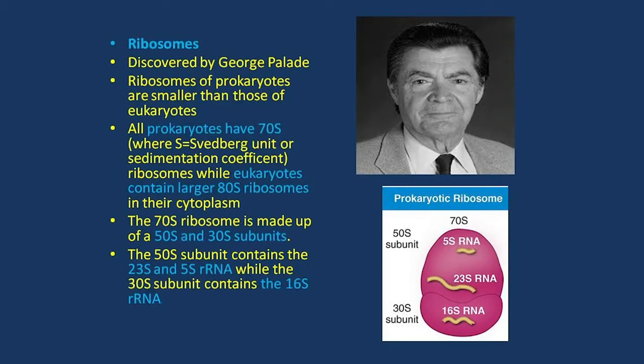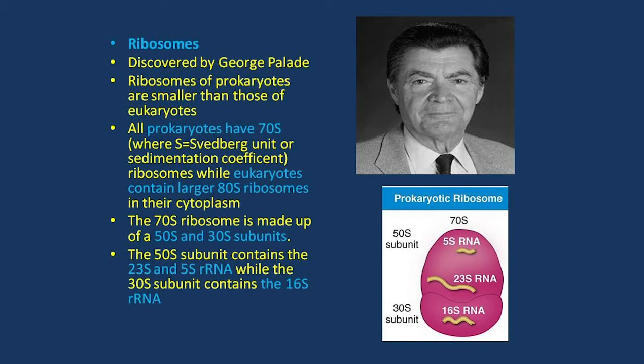Ribosomes. They were discovered by George Palade. Ribosomes of prokaryotes are smaller than those of eukaryotes. They have the 70S ribosomes. S stands for Svedberg unit or sedimentation coefficient. Eukaryotic ribosomes are of the 80S type. The 70S ribosome found in prokaryotes is made up of two subunits, 50S and 30S. The 50S subunit contains the 23S and 5S ribosomal RNA, while the 30S subunit contains the 16S ribosomal RNA.